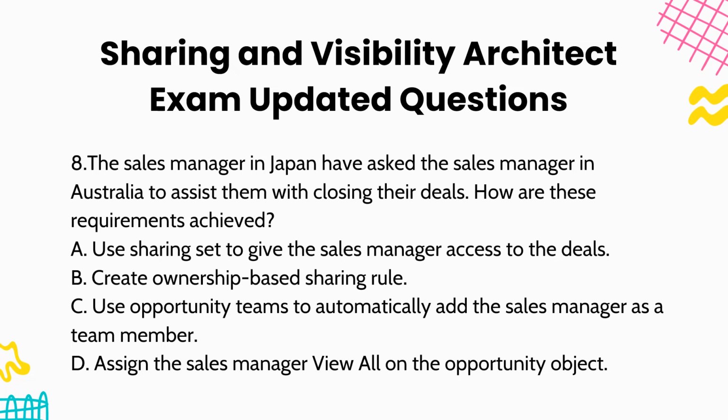8. The sales managers in Japan have asked the sales managers in Australia to assist them with closing their deals. How are these requirements achieved? A. Use sharing sets to give the sales manager access to the deals. B. Create an ownership-based sharing rule. C. Use opportunity teams to automatically add the sales manager as a team member. D. Assign the sales manager view all on the opportunity object.